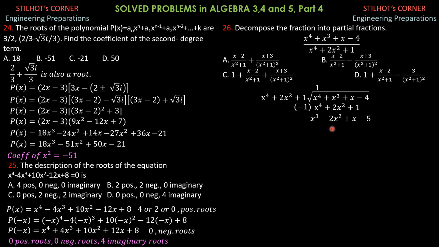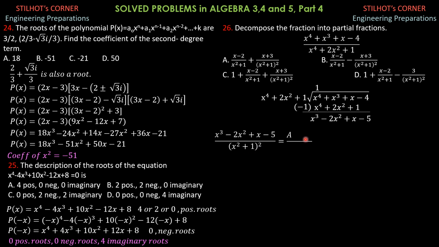So therefore, this is the polynomial of degree less than that of the denominator. So when we decompose, it is 1 plus the decomposed fraction of this divided by that. So let's focus first on this part. So x cubed minus 2x squared plus x minus 5 over quantity x squared plus 1 squared. Remember, x to the fourth plus 2x squared plus 1 is quantity x squared plus 1 squared.